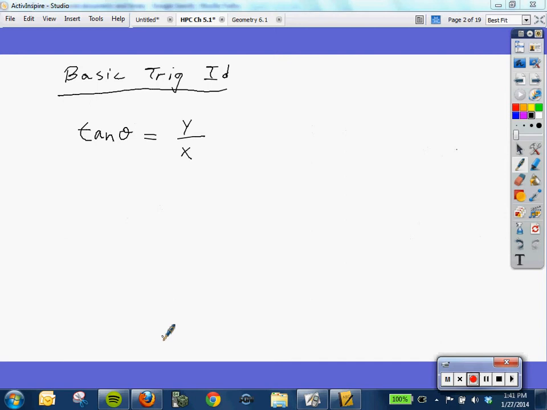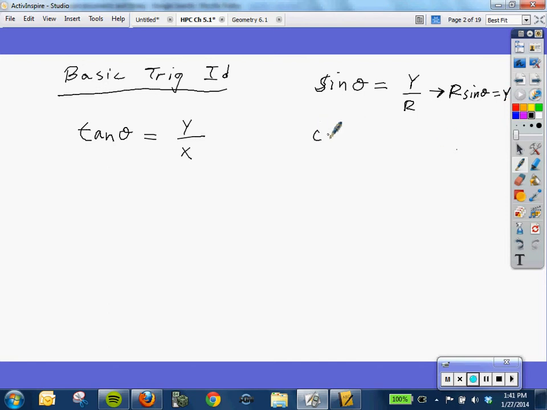So we're going to start off with tangent of theta is equal to y over x, and we're going to come up with the quotient identity that corresponds to tangent. We know that the sine of theta is equal to y over r, right? So if I were to multiply both sides, we would end up with r times the sine of theta is equal to y.